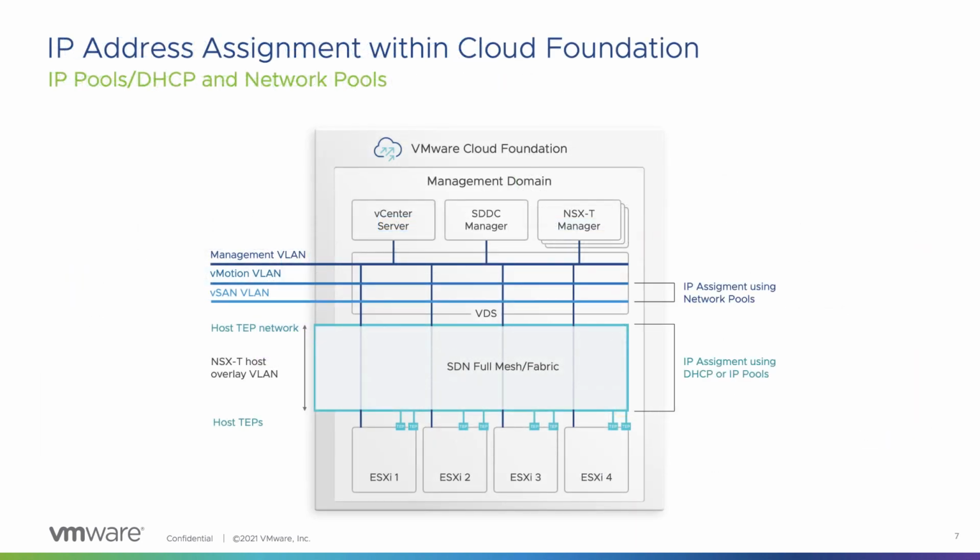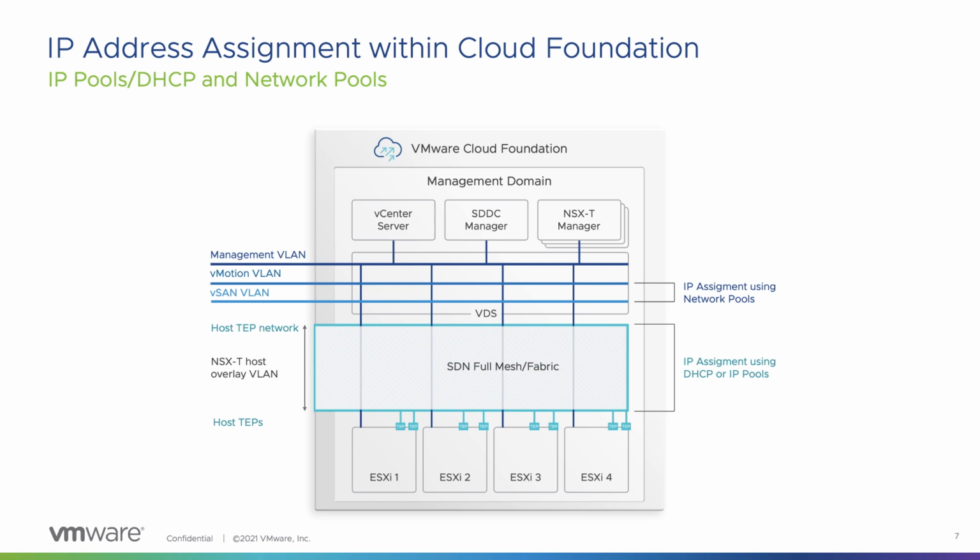This diagram here may help to make things a little bit clearer. Cloud Foundation uses IP pools or DHCP to automate the assignment of IP addresses to the NSX-T host TEPs when configured using overlay networks. This allows clusters within the platform to scale quickly without having to make complex manual changes. Cloud Foundation also uses automated IP address assignment to configure vMotion and IP storage.